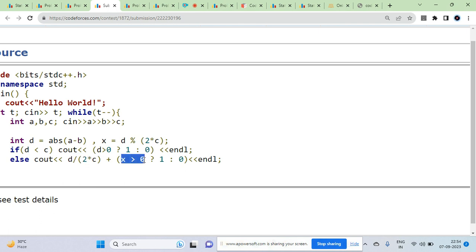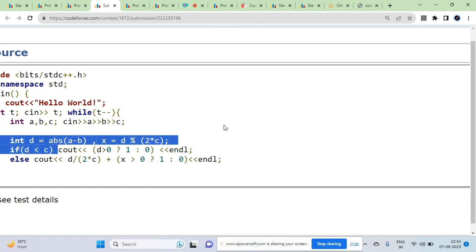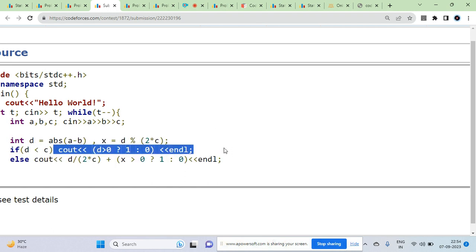If x is greater than 0, then 1. What is x? X is a remainder. If there exists some remainder, then 1 unit more, like one move more. Otherwise this is a base case, or maybe you don't need to handle it here. Yeah, it's a base case, I think you don't need to handle it over here. So even if I don't write this, it will get it.